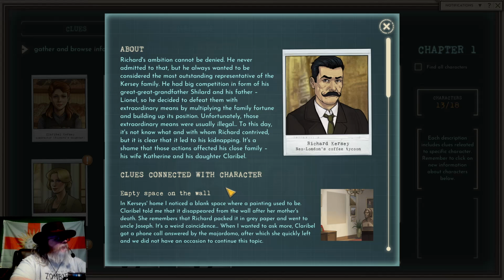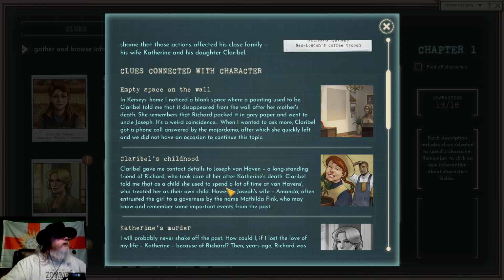Unfortunately, those extraordinary means were usually illegal. To this day, it's not known what and with whom Richard contrived, but it is clear that it led to his kidnapping. It's a shame that these actions affected the close family, his wife Catherine and his daughter Clarabelle. Clues connected with the character. Empty space on the wall. In Kersey's home, I noticed a blank space where a painting used to be.